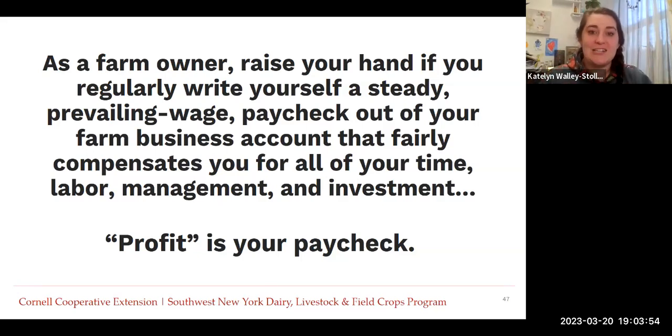Profit is your paycheck. When you own a business, having a profit is your paycheck. When you file a Schedule F, the profit at the end of your Schedule F is your income that you get taxed on, just like anybody else who has an off-farm job. Don't be afraid of profit and don't make tax planning decisions that are going to negatively impact your farm profit.